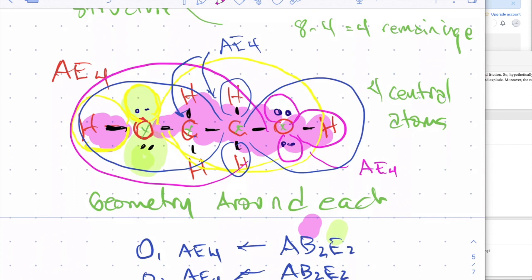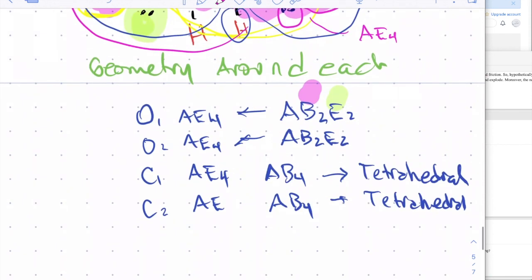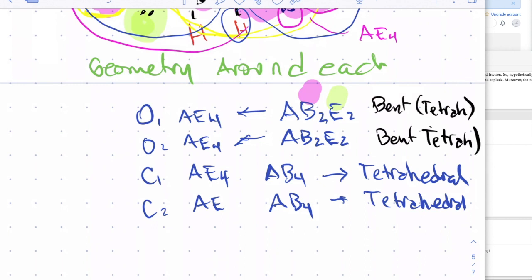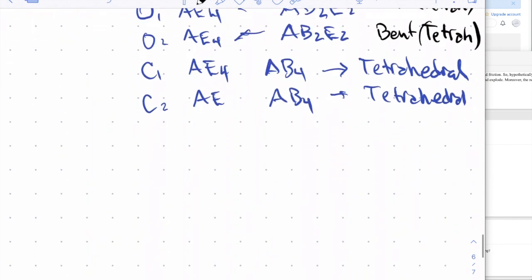Okay, so we've taken care of this particular chemical. We have 4 central atoms, and we know the geometry around each of the central atoms. This is a bent tetrahedral, and this too is a bent tetrahedral. Okay. Next, let's do our acetylene. Acetylene is going to be this chemical right here.